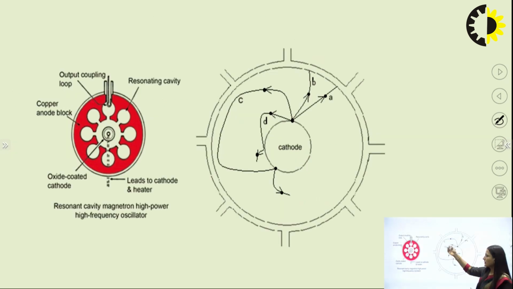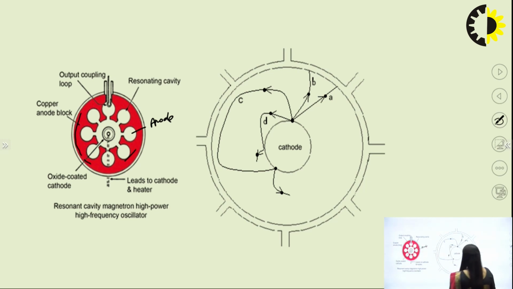So, see here, resonant cavity magnetron, high power, high frequency oscillation. This is the top view of your magnetron. This is the construction of the magnetron, and these are the resonant cavities, or we can say all these are the anodes present here. At the center we are using leads to the cathode or heater, because at the center we are using the cathode, and from this cathode electrons are emitted, right, and these are the copper blocks.